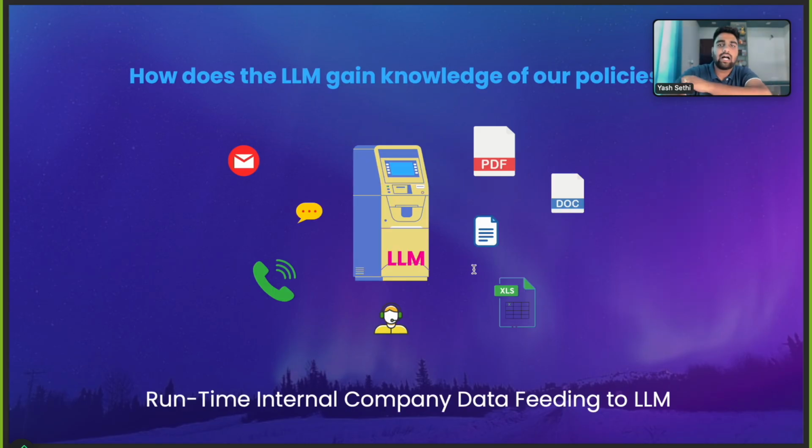Now, see, how does the LLM gain knowledge of our policies? How is this LLM aware of what our policies are, right? This is why RAG comes into the picture. The unstructured data can involve emails, chats, phone calls, chat transcripts, files, PDFs, images, videos, anything, right? So this is what we call feeding runtime internal company data to the LLM, right?